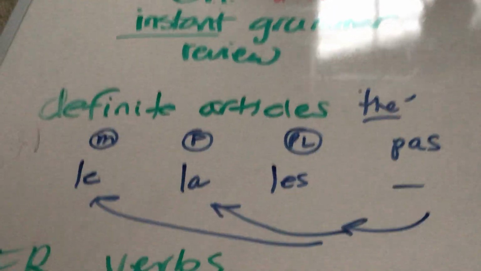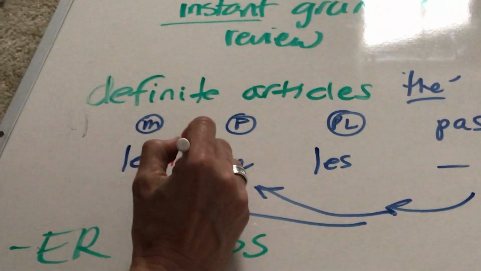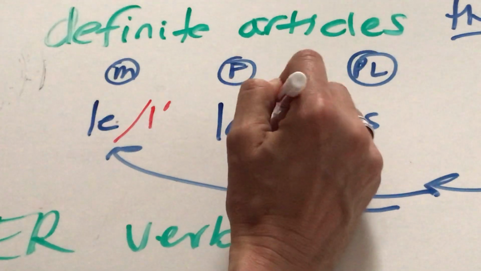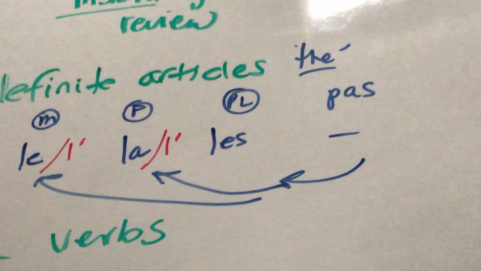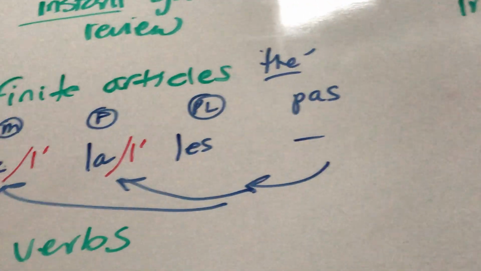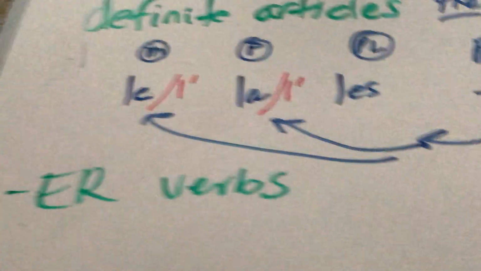Keep in mind that if you have a masculine noun that starts with a vowel, that'll change. And if you have a feminine noun that starts with a vowel, that'll change to an l'. And those are definite articles. The. Moving on to ER verbs.